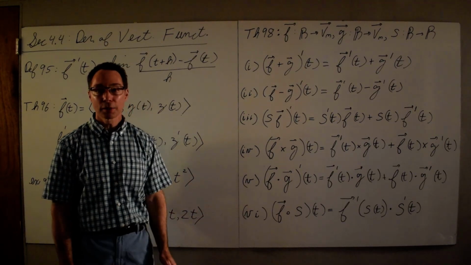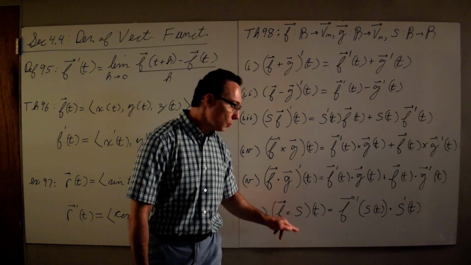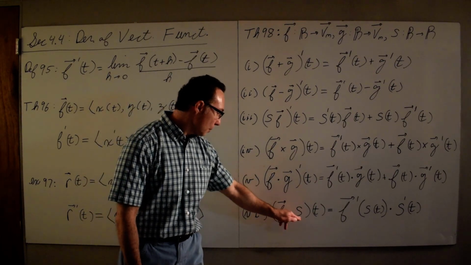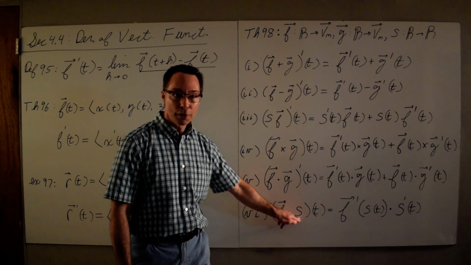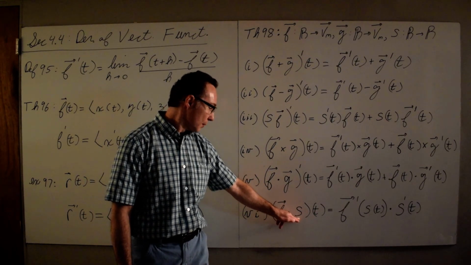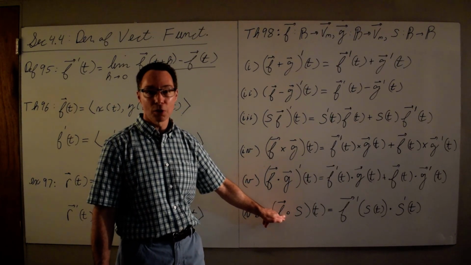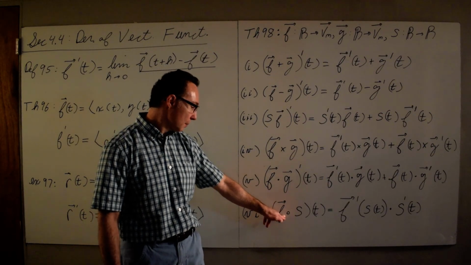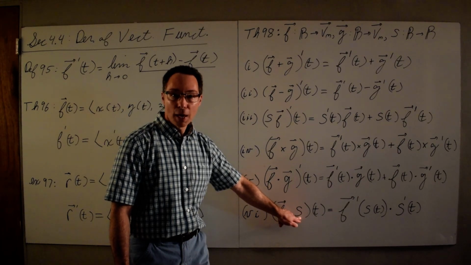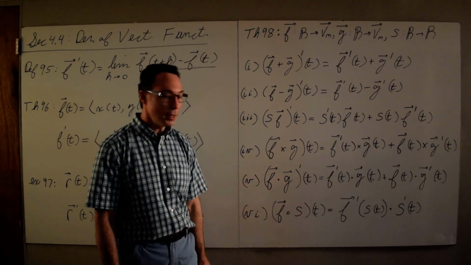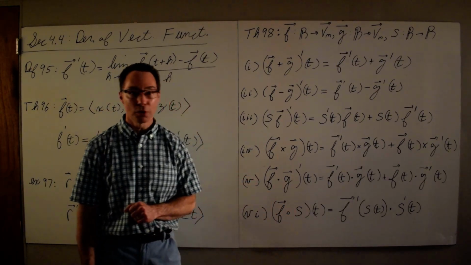And for part 6, we have a version of the chain rule. f composed with s. What do we mean by that? Well, remember, s is a real-valued function. So when you plug t into s, you get a real number. A real number you can plug into a vector-valued function, because that's what a vector-valued function does. It takes a number and spits out a vector. So we plug t into s, then we plug s of t into f. So we have a composition of a real-valued function and a vector-valued function.